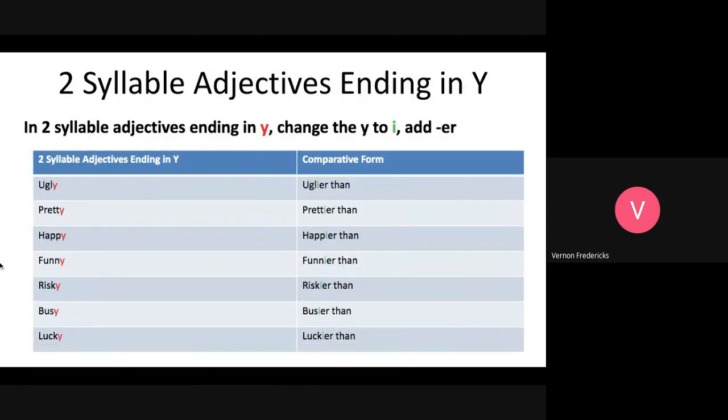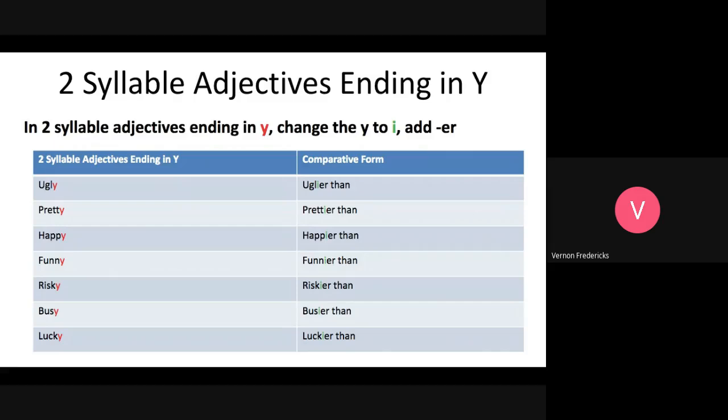Okay, two-syllable adjectives ending in a Y. In two-syllable adjectives ending in a Y, change the Y to I and add ER. So we're going to delete the Y in the comparative form and put I plus ER. For example, ugly. In the comparative form, we say uglier than. So I delete the Y and I write ER than.